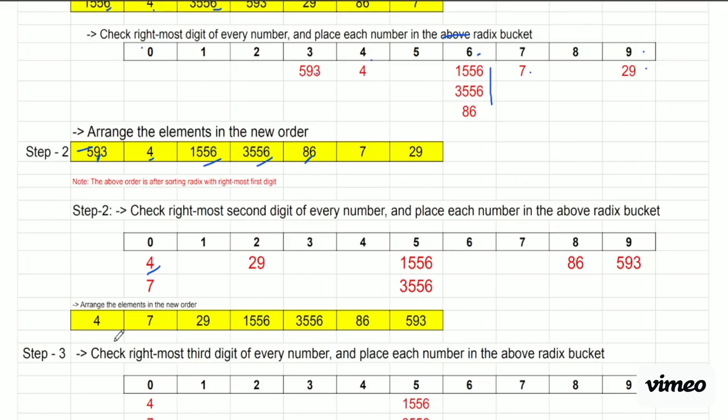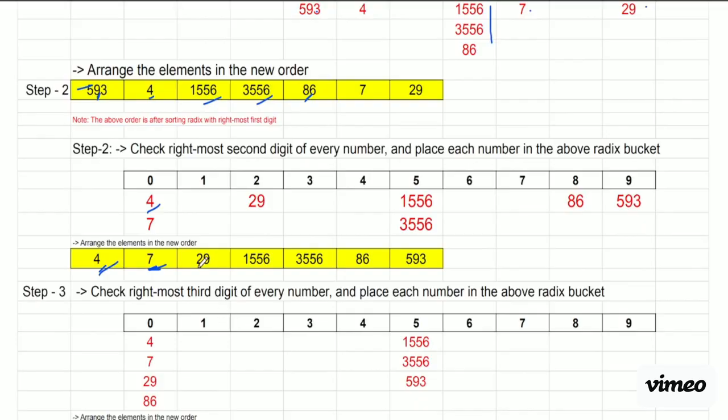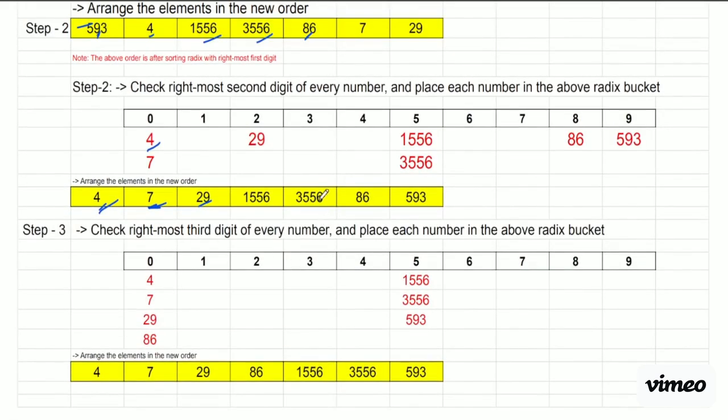Again I write the elements in the new order. As you can see, it is already coming into order. Now 4 and 7 have been sorted. 29 is also sorted. 4, 7, 29 have already been done. Now I move on to my hundreds place. Now the question arises, how long do we keep continuing? These repetitions will keep on happening.